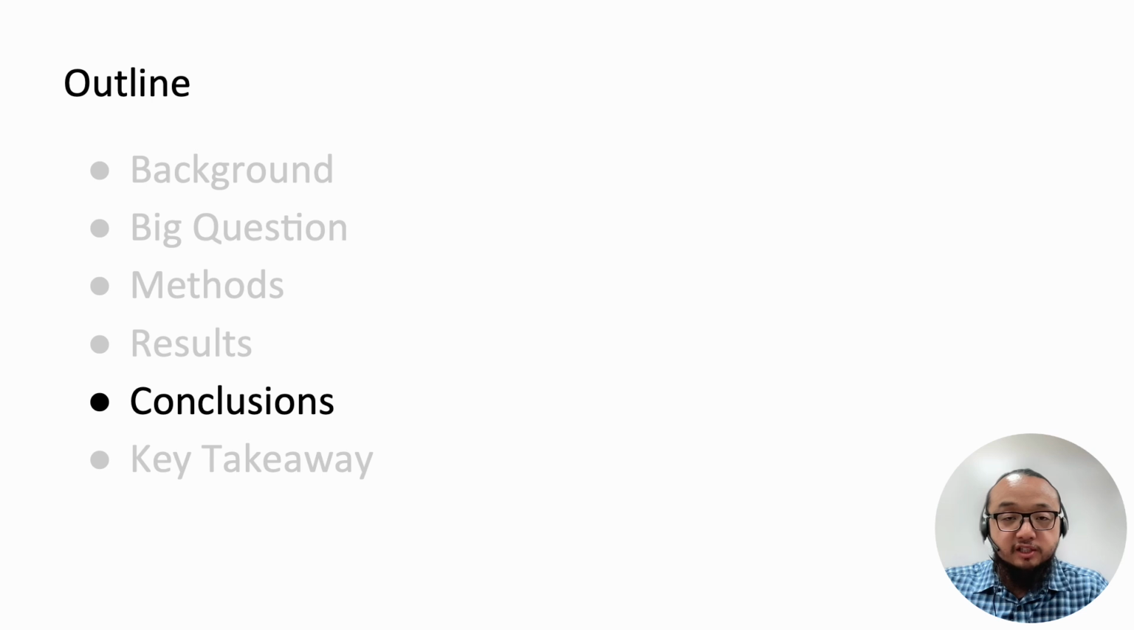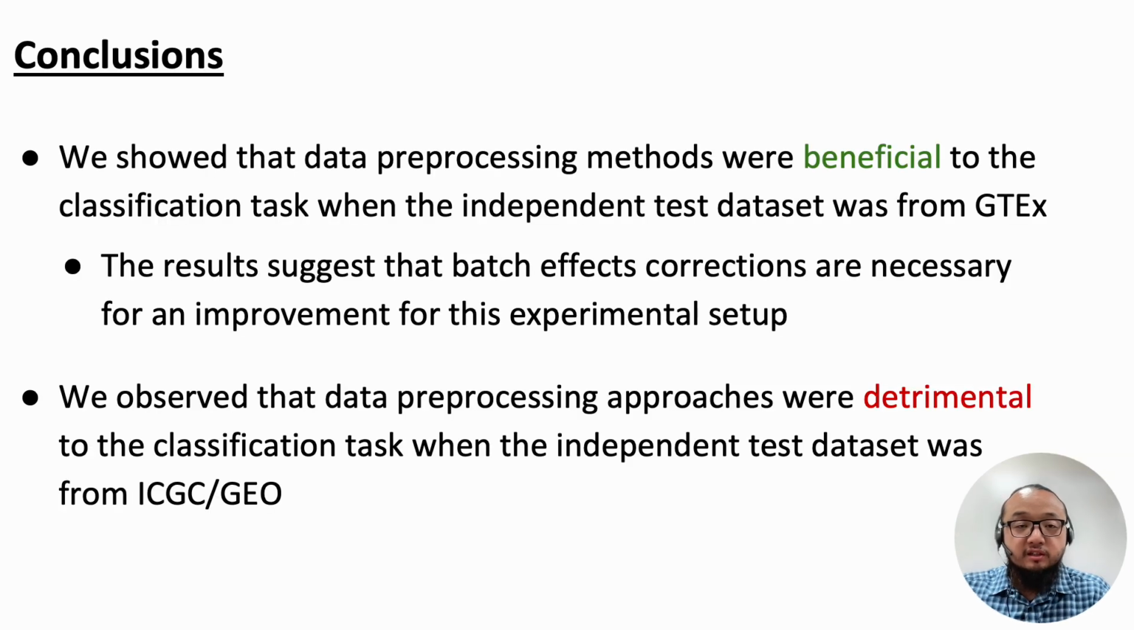Alright, on to the conclusions. We showed that the data preprocessing methods were beneficial and improved classifier performance in the case where GTEx served as the test data set. The results suggest that batch effect correction was the most important data preprocessing method in this setup. And we also observed that data preprocessing approaches were detrimental to the classification task when the external test data set was from ICGC Geo.